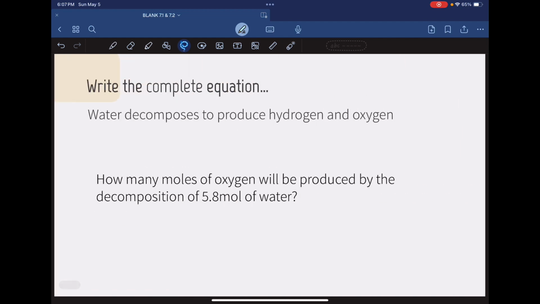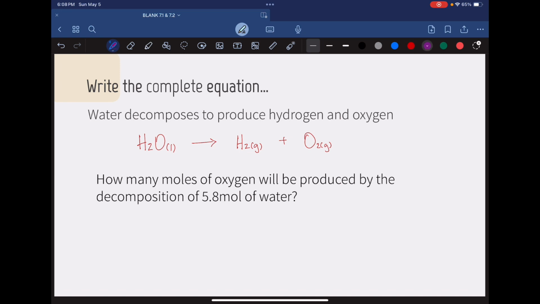Write the complete equation. Remember, the complete equation will have states of matter, and it will also be balanced. So water decomposes to produce hydrogen and oxygen. We know water is H2O. This is probably going to be a liquid. Decomposes, so it's going to break down to produce hydrogen, which is a diatomic and a gas, and oxygen, which is also a diatomic and a gas.